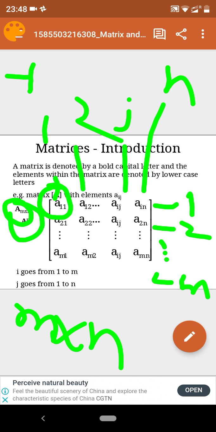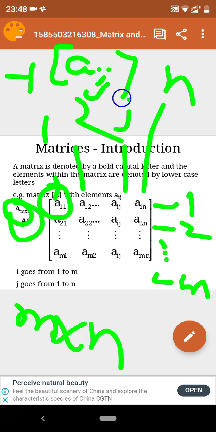So a matrix is generally denoted like this. In a square bracket you write a, small a, and then you write a subscript i and j. i stands for the number of rows and j stands for the number of columns. Let me say if we have two rows, i will take the values 1 and 2, and if we have three columns, j will take the values 1, 2, 3. For the entries you can apply the concept of permutation and combination. i has 1 and 2, j has 1 2 3.